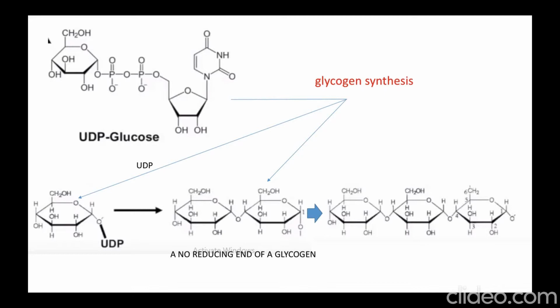This enzyme actually will remove the UDP portion of the UDP glucose and add the glucose to the non-reducing end of the glycogen chain, as we can see in the picture. Now let's imagine that we have a very, very long glycogen chain.